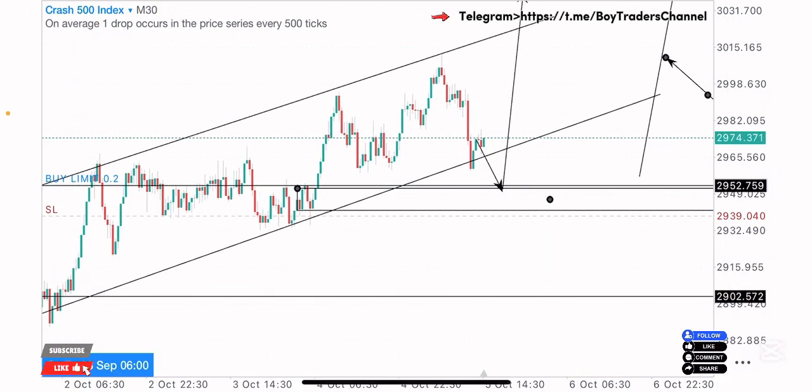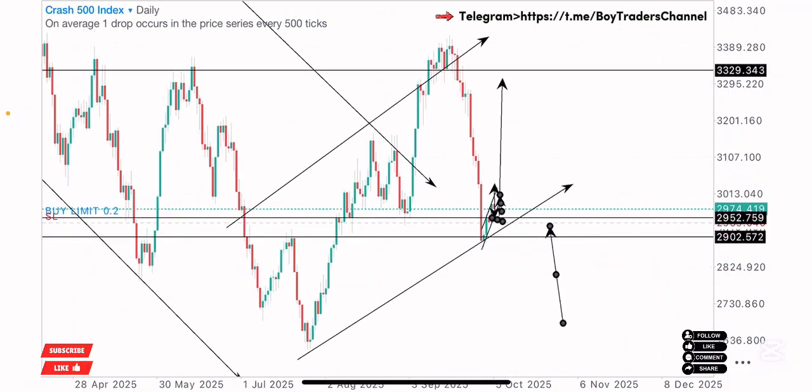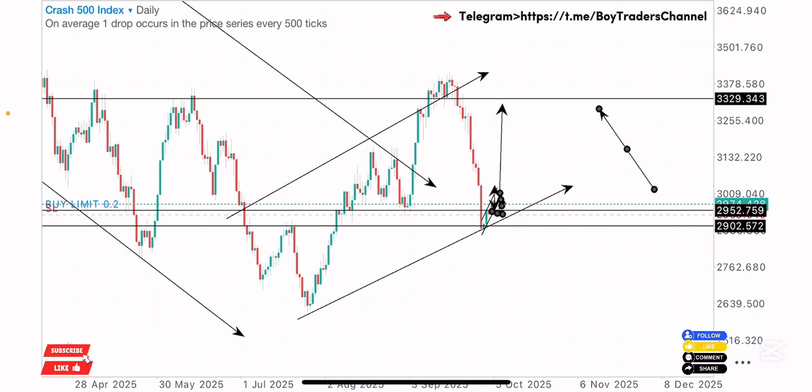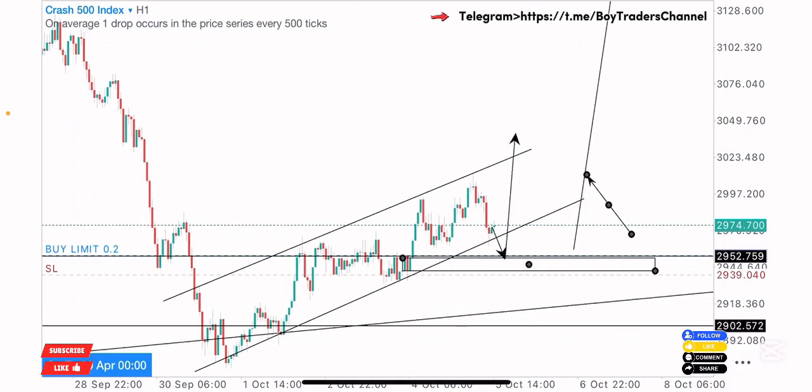So that's my view and analysis on this index. What I expect on the Crash 500 index: long-term buys expected on this index, at least price buying up to this high, a level of 3,329, in the coming days. This week we are getting into, and the coming weeks, are likely to be bullish weeks on this index. So I'm buying this index from this point.